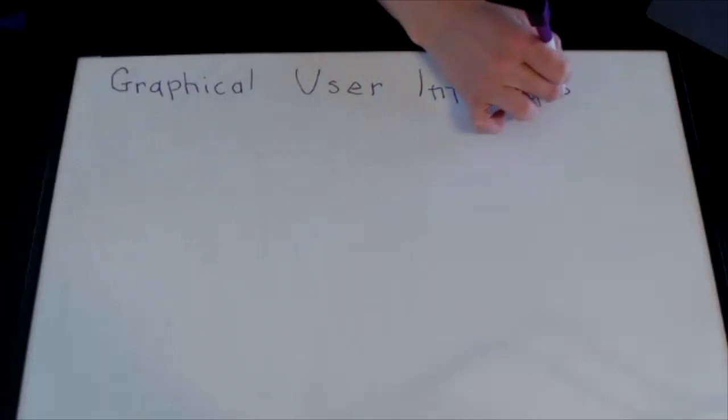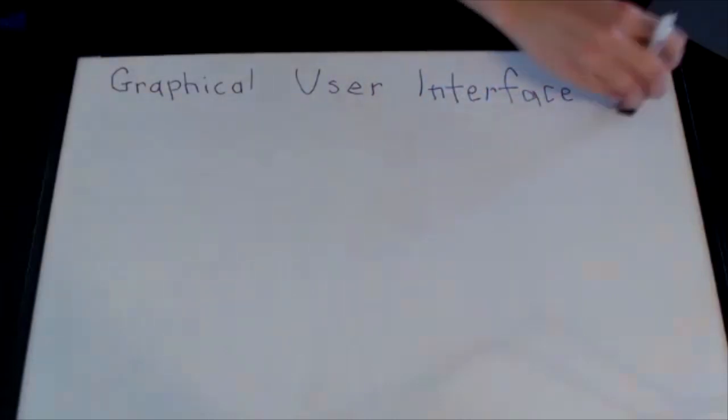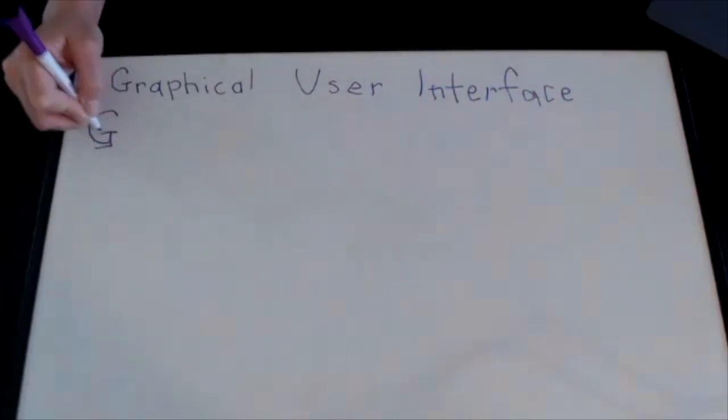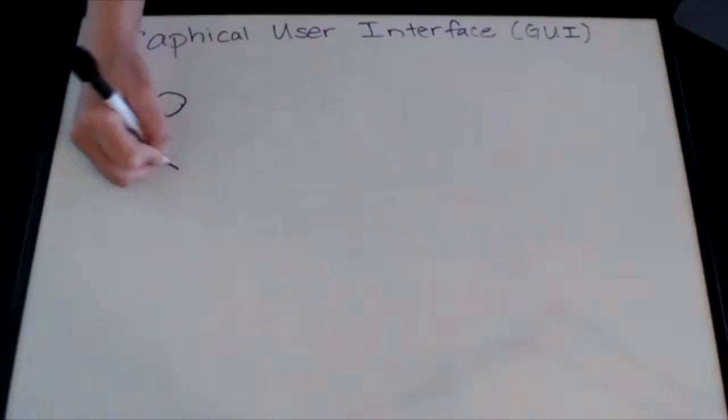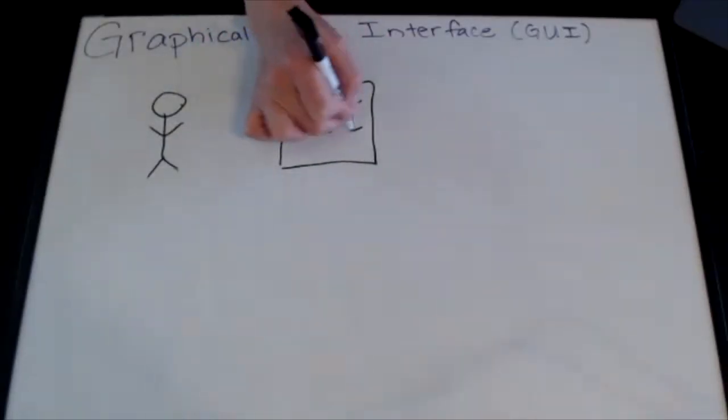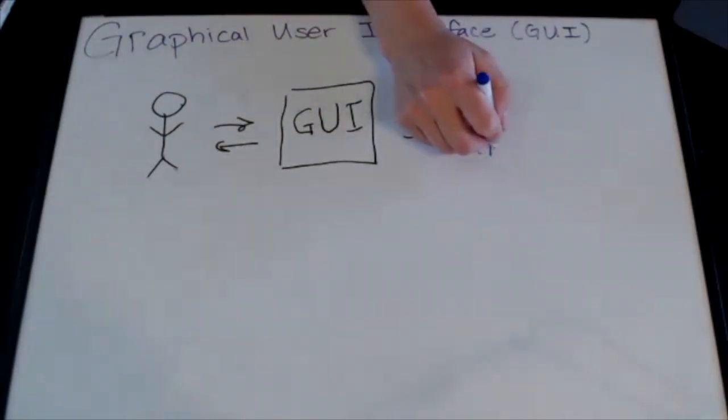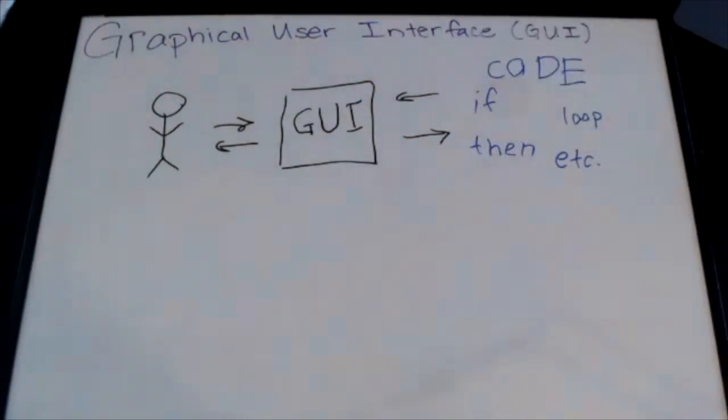Let's get started with building our graphical user interface. Before we actually start writing code, we need to think about what we're going to be doing. We need a plan. The main thing we need to keep in mind the whole time is our user, and how we want to interact with our user and with our actual code behind the graphical user interface.